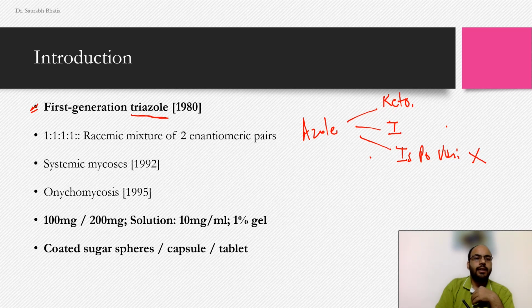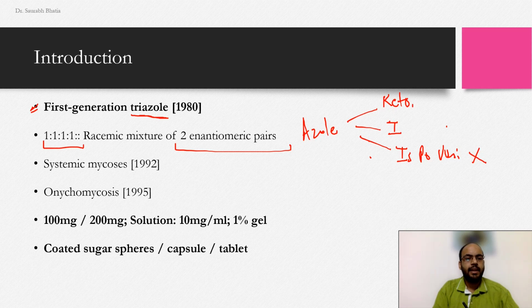Now coming back to itraconazole. Itraconazole is a racemic mixture of two enantiomeric pairs. You need not remember that. Just remember that itraconazole is a mixture of different kinds of racemic products. It got approval to be used in systemic mycosis in the year 1992 and for onychomycosis in the year 1995. And additionally, the pulse therapy of itraconazole got approval to be used in onychomycosis in 1997.